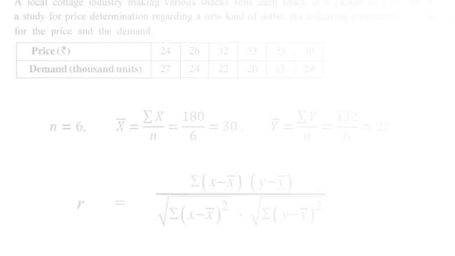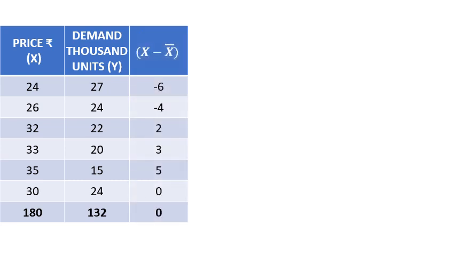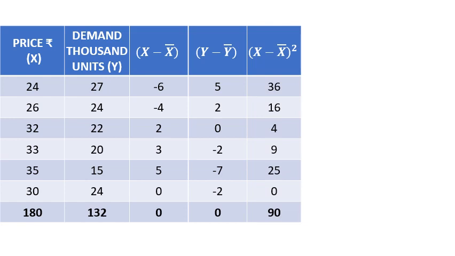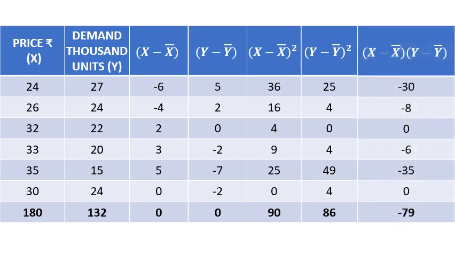So now we will copy the x, the y. Now we need to do x minus x bar. So from all the x's we will deduct x bar. It will be something like this. From all the y's we will deduct y bar. It will be something like this. Find the square for x minus x bar. Find the square for y minus y bar. Multiply x minus x bar and y minus y bar, and you get the totals. You can see here that the x minus x bar into y minus y bar column total is negative 79. That means this will give us negative correlation here.